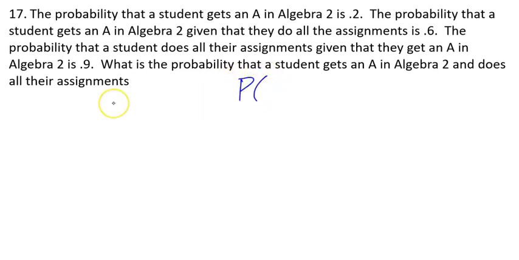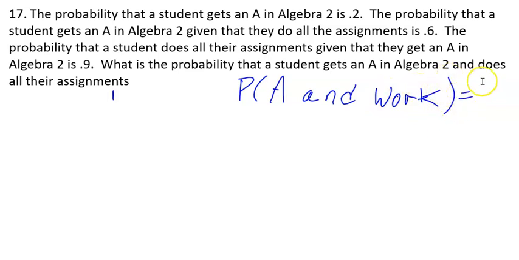the probability that they get an A and, why is this not writing? And they have done all of their work. That's what we're trying to find. That is our unknown. Well, let's look at what they've given us.